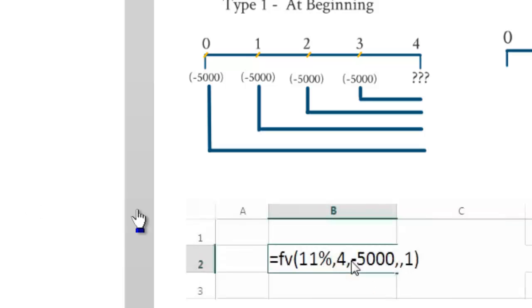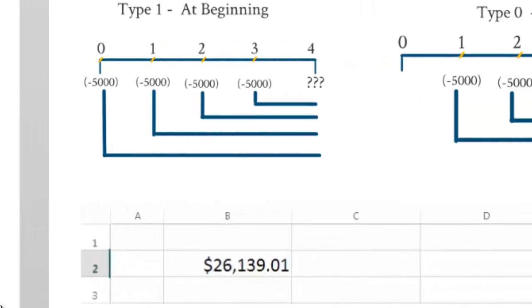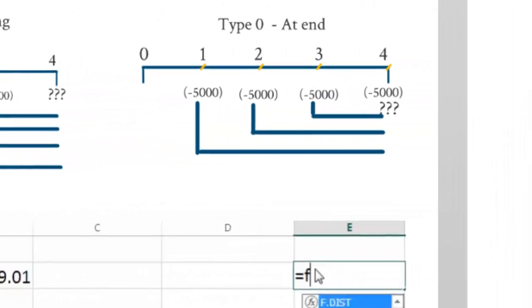When we said N is 4 and PV is 5,000, but PMT is minus 5,000, we say that 5,000 is invested 4 times. You don't have to put a PV separately. And type as 1 because the money is being invested at the beginning. Answer comes to 26,129.